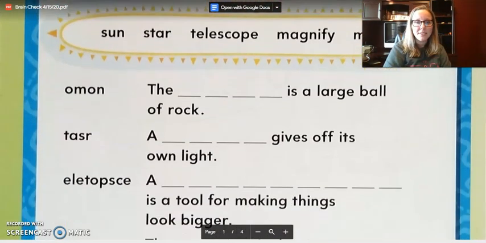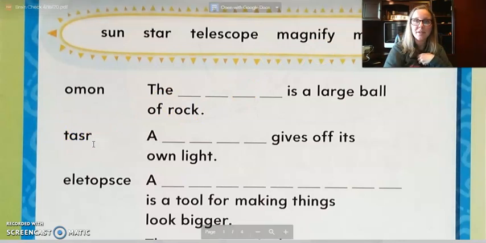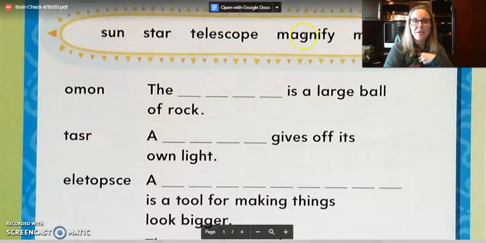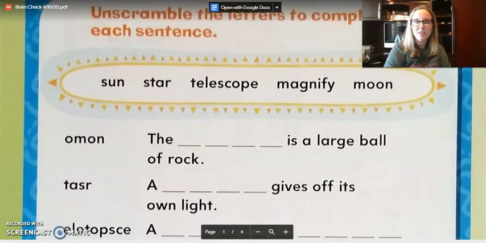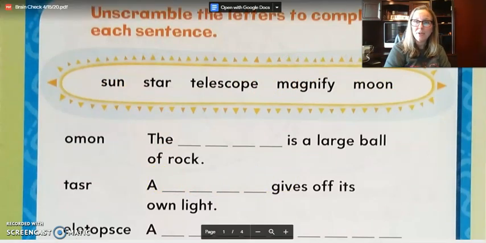Okay, the next sentence says, a blank gives off its own light. So take a look at the letters over here, T, A, S, and R. There's 4 letters there. And then look up at your word bank at the top of your page and figure out which word you think goes on that line. And you can pause, write it down, and when you're ready, you can unpause and we'll go on to the next one.